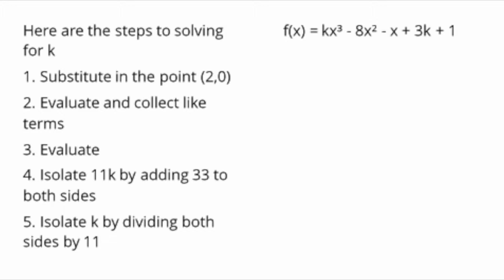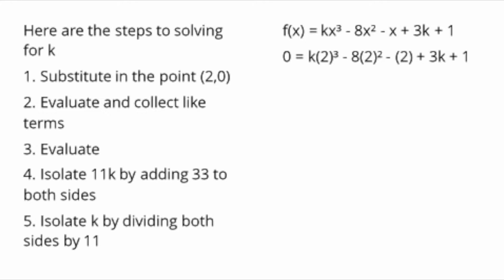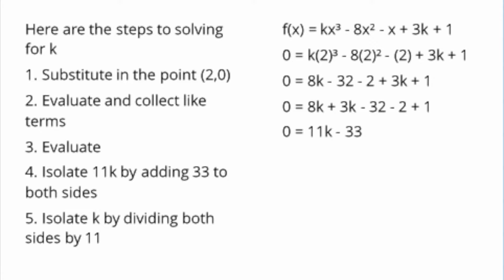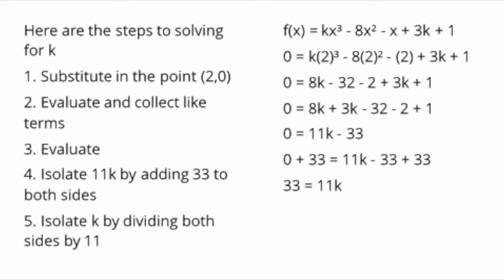Here is my original equation. f of x is equal to kx cubed minus 8x squared minus x plus 3k plus 1. Now I'm substituting in the point (2, 0), 2 being the x value and 0 being the f of x value. Then I am evaluating and collecting like terms, so I'm left with 0 is equal to 8k plus 3k minus 32 minus 2 plus 1. I am then going to evaluate that to get 0 equals 11k minus 33.